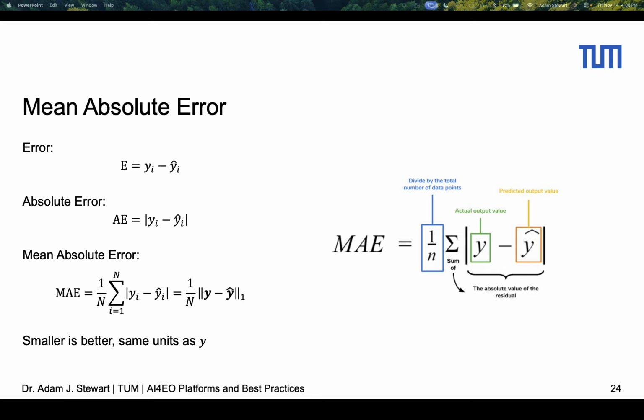If you're trying to predict temperature and you're off by 100 degrees, that's not very good. But if you're trying to predict the height of a building and you're off by 100 meters, that might be okay. So it really depends on the units, but smaller is always better. You're trying to minimize the error that you're making, the mean absolute error.